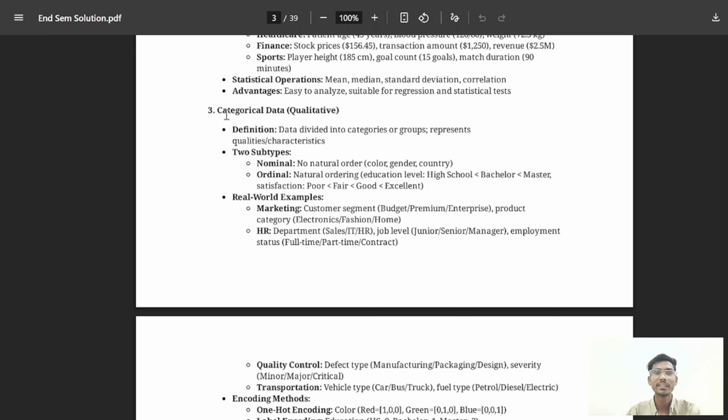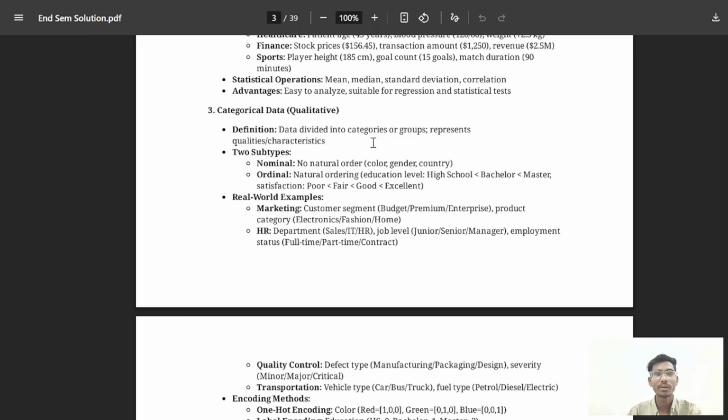What is categorical data? It is qualitative data. Its definition is data divided into categories or groups, representing qualities, characteristics. Two subtypes: nominal and ordinal.